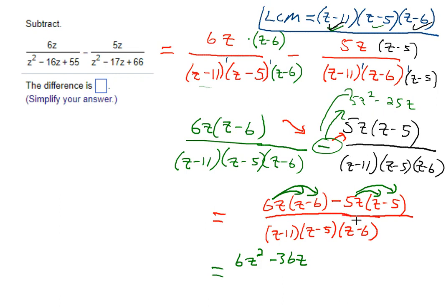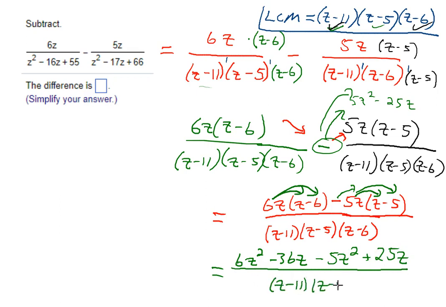So what I like to do is wait. Once I get to this point, when I go to distribute the 5z, it's obvious to me the negative sign should also be distributed with that, so I won't make that mistake. So I get minus 5z squared plus 25z is what I should end up getting here, over the common denominator of z minus 11, z minus 5, and z minus 6.